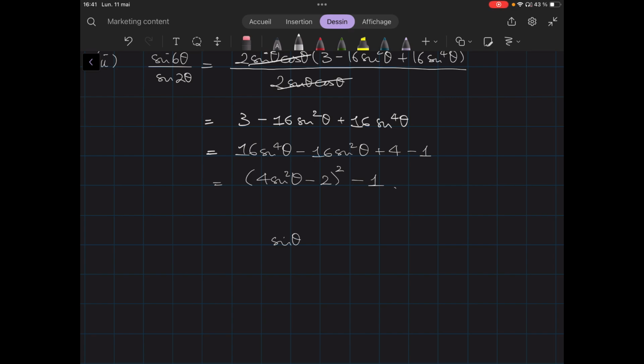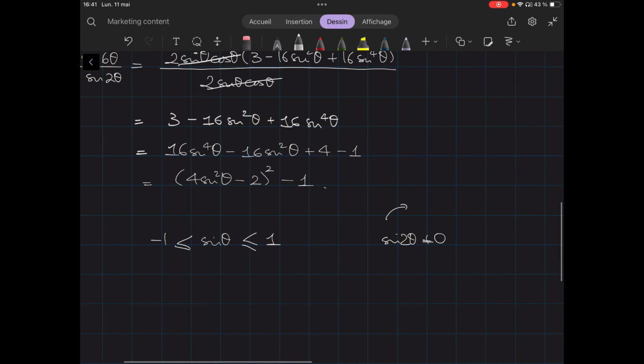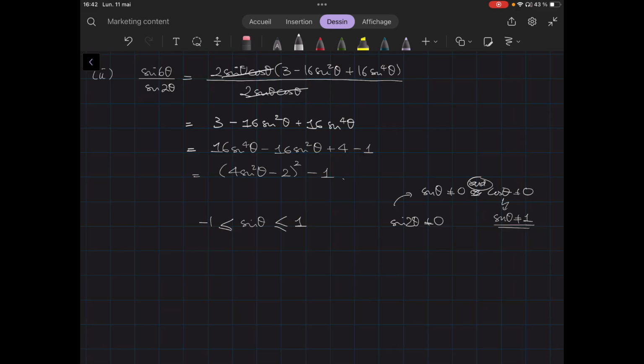Sine of theta is always between -1 and 1. However, we're given that sine of 2 theta must not be 0. This means that sine of theta is not 0 and cos of theta is not 0. Oh, sorry, and. If cos of theta is equal to 0, sine of theta is equal to 1. Therefore, sine of theta must not be equal to 1 for this to work. We can also deduce that sine of theta must also not be equal to -1.